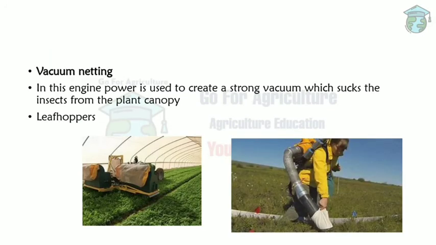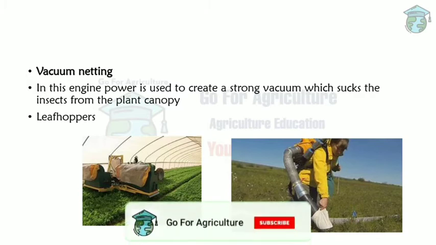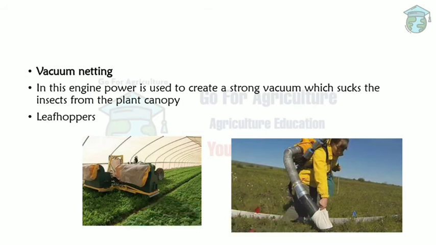Next is vacuum netting. In this vacuum netting, a strong vacuum pressure is used to suck the insects from the plant canopy. Like you can see in the picture, a woman is using a vacuum, and she has covered the mouth of the vacuum with a net, so that the vacuum pressure sucks the insects and the insects get stuck on the cloth. Also on the left hand side you can see huge machinery used for vacuum netting. Basically this is used for leaf hoppers.